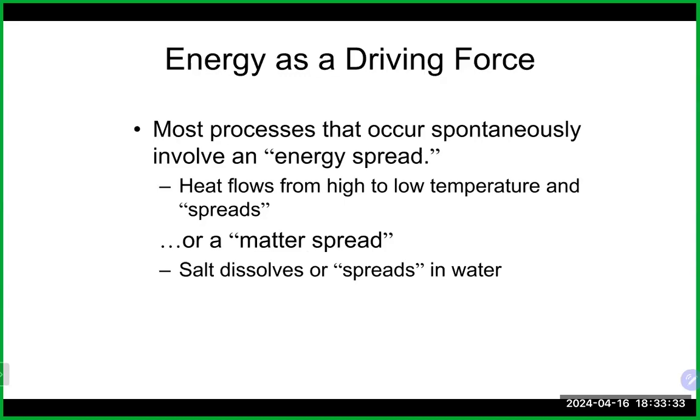Most processes that occur spontaneously involve some type of energy spread. That means heat flows from high temperature to low temperature. And as we'll talk about in the next chapter, a lot of times we do use energy as a way to look at spontaneity and whether or not a reaction is going to be spontaneous, but it's not overwhelmingly the thing that we look at or use, but it does sort of help us. A lot of spontaneous reactions are exothermic. But there are spontaneous reactions that are endothermic. So you can have a spontaneous reaction that's either and will happen.